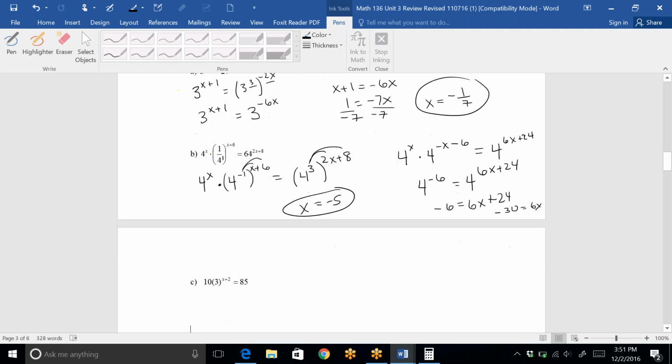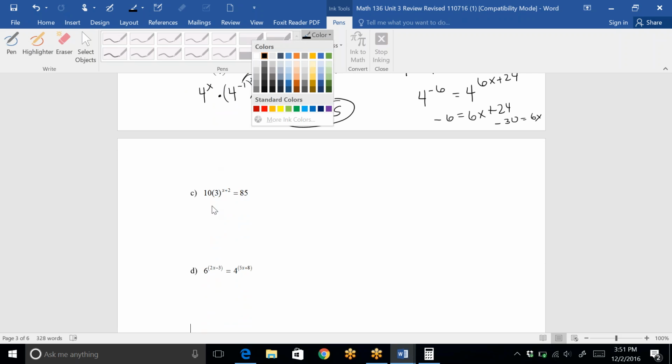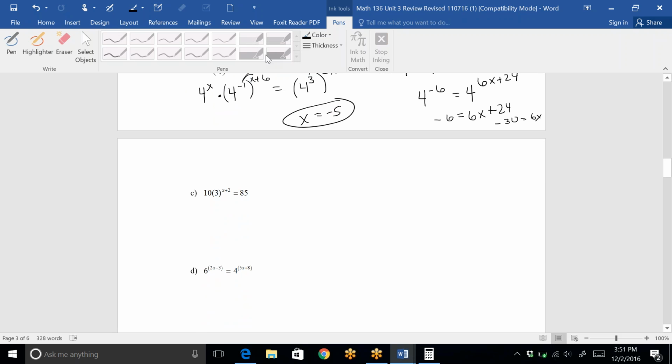Okay, now we're going to get into the ones where you can't solve these using the power rule, or the base rule that we just went over. None of these can be made to have the same base. This guy right here, the first thing I would try to do is at least try to isolate the one that has the exponent on it. So this is 3 to the x plus 2.